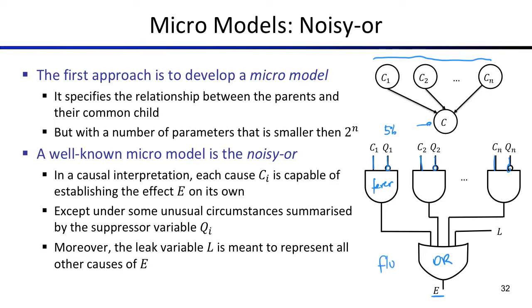And finally, we have a leak variable here on the bottom that goes directly to the OR gate. And this leak variable is going to in some way summarize all other causes that are associated with flu that are not modeled into C1 to Cn. So we can expect that there is also possibly a small number of people, like 2%, that have flu, but they don't have any of those symptoms.